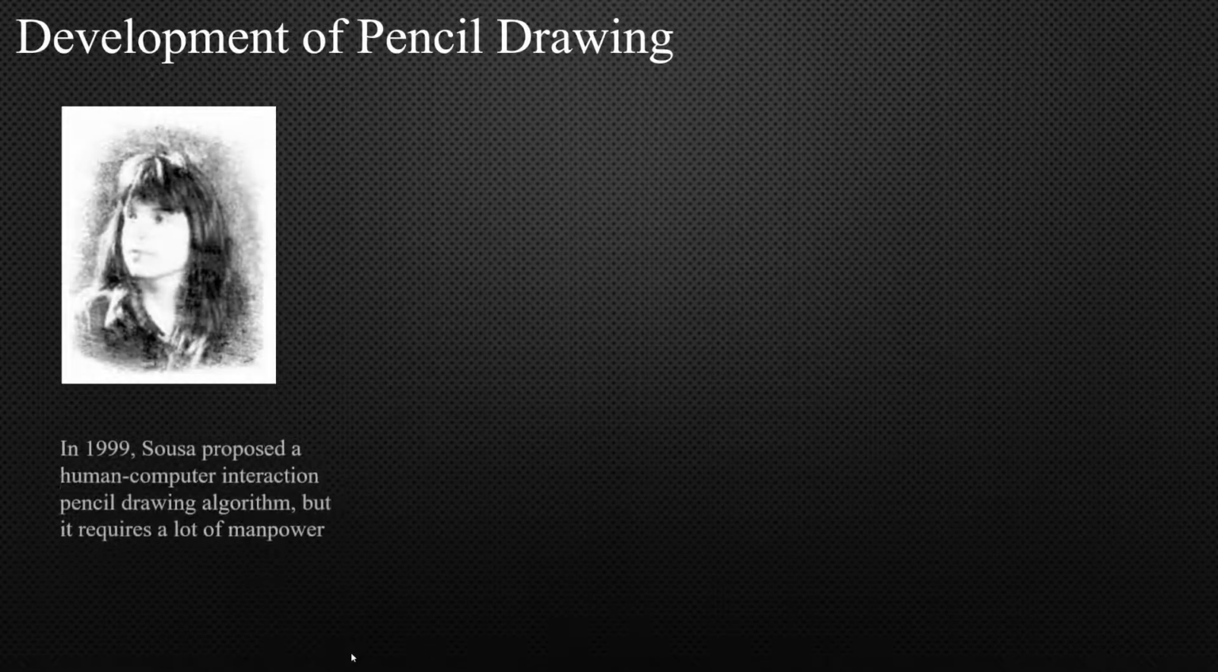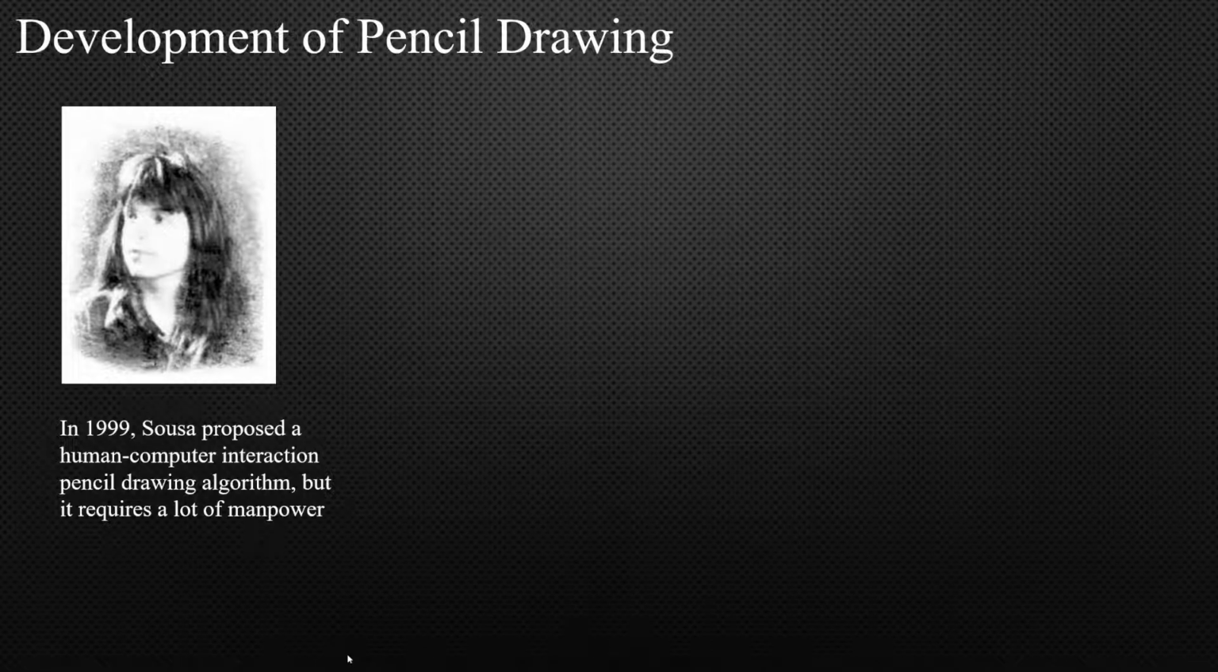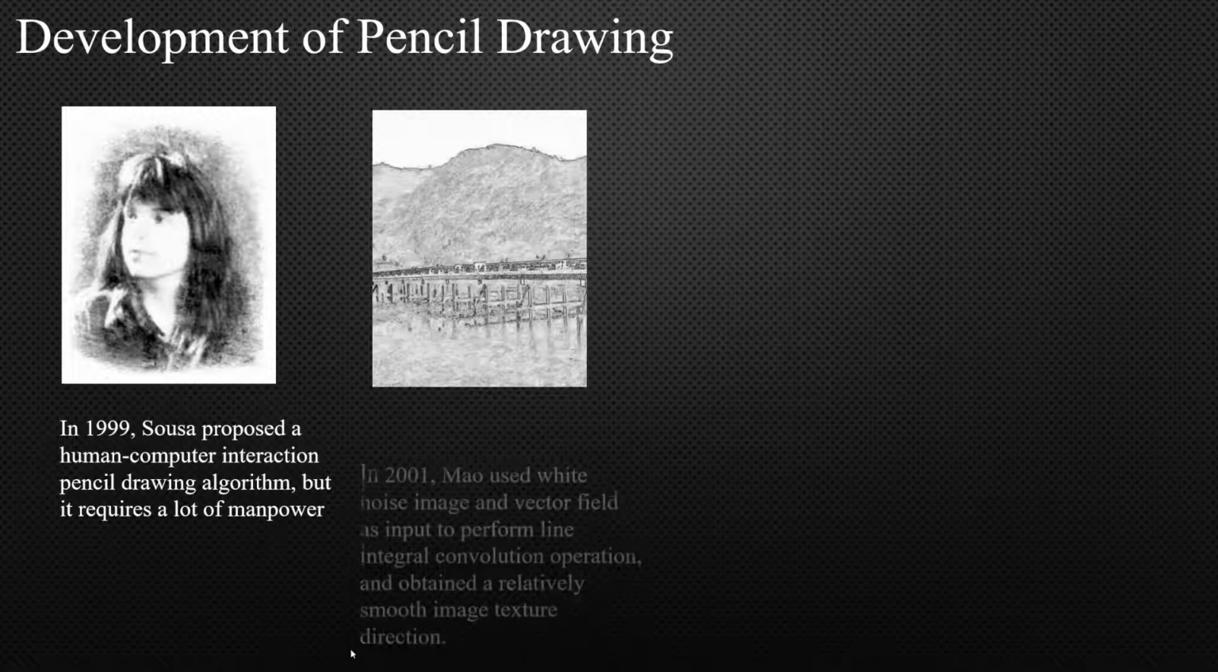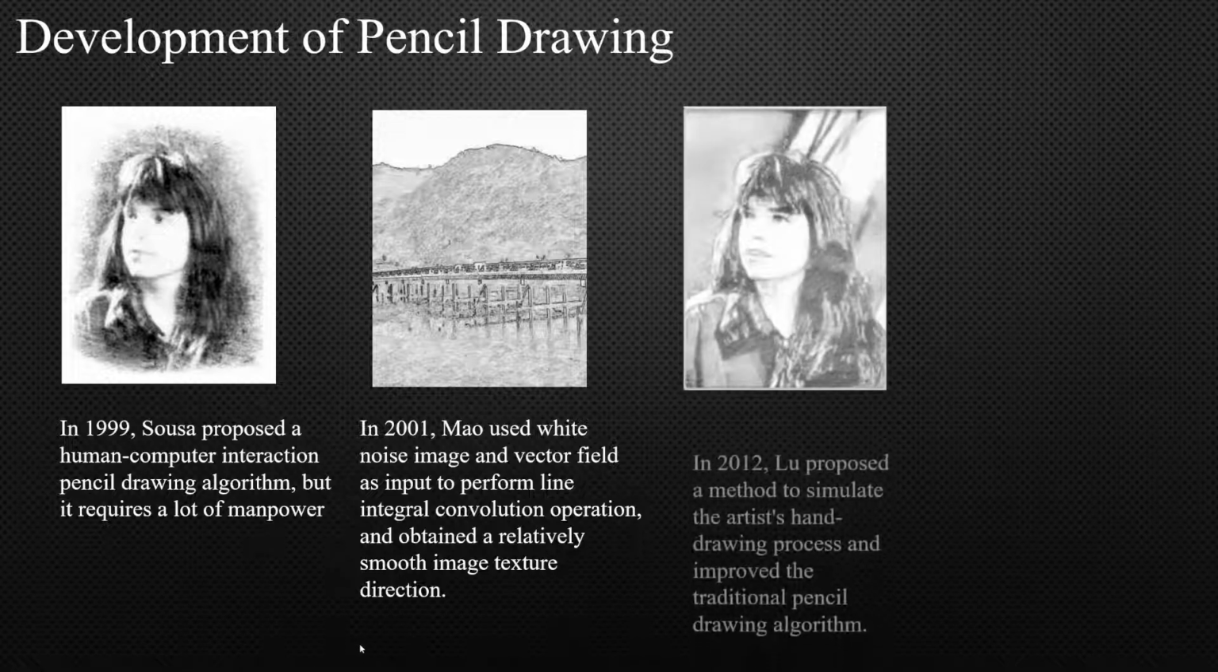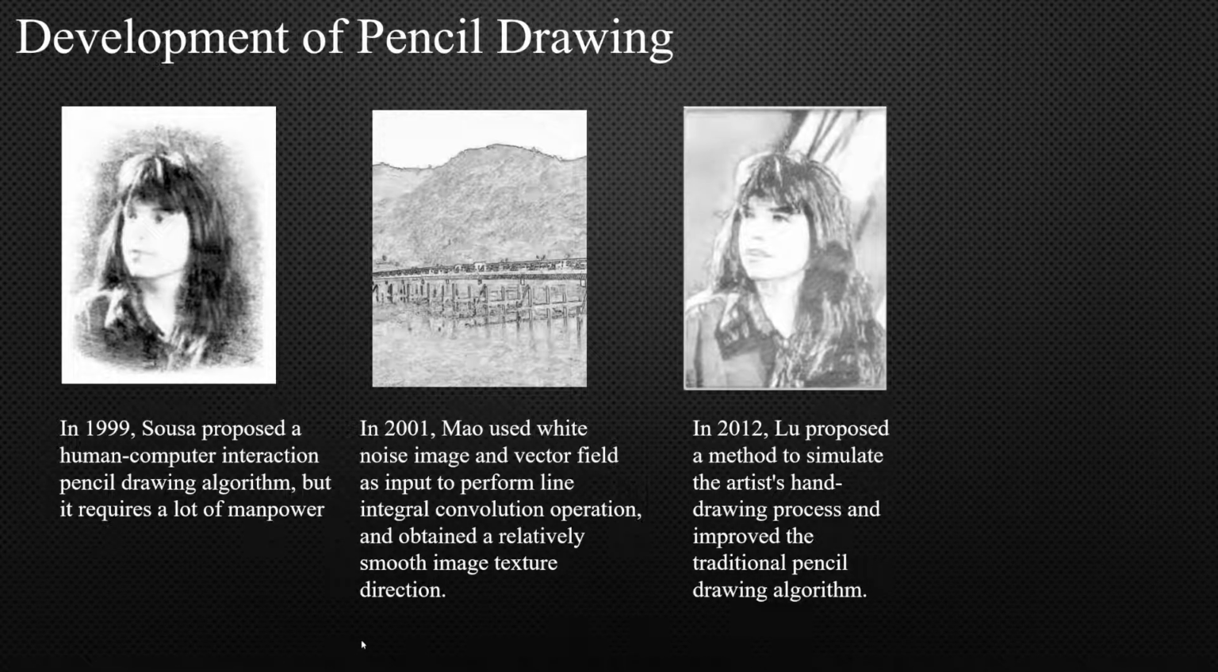In 1999, Sosa proposed a human-computer interaction pencil drawing algorithm, but it requires a lot of manpower. In 2001, Moore used white noise image and vector field as input to perform line integral convolution operation, and obtained a relatively smooth image textual direction. In 2012, Lu proposed a method to simulate the artist's hand-drawing process and improved the traditional pencil drawing algorithm.